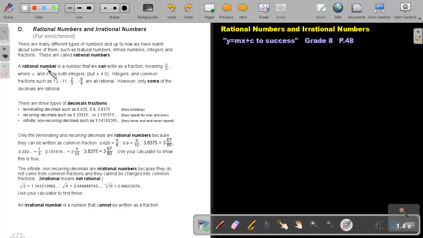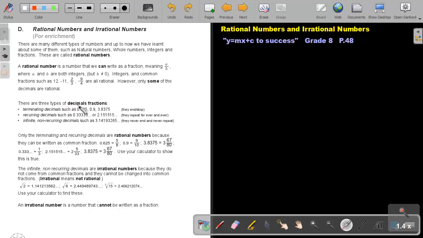A rational number is a number that we can write as a fraction, meaning a over b, where a and b are both integers, but b can not be 0, because I cannot divide by 0, it's undefined. Integers and common fractions such as 12, negative 11, 2 over 3, negative 9 over 4 are all rational. However, only some of the decimals are rational.